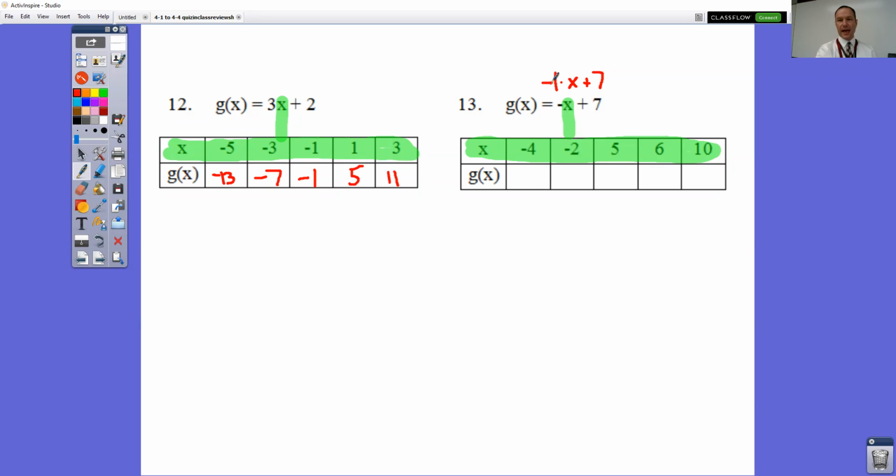For number 13, we have negative 1 times each of these numbers and then plus 7. If you're somebody who's trying to do these in your head, please remember that a negative times a negative is a positive. So what you should have gotten was 11, 9, 2, 1, and negative 3. So you'll have questions that look just like that on your quiz.